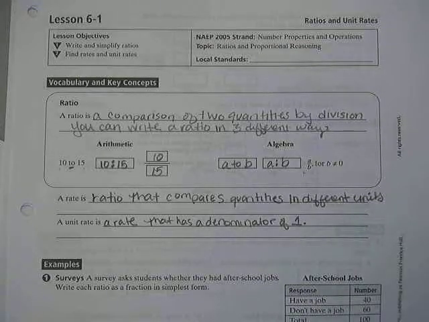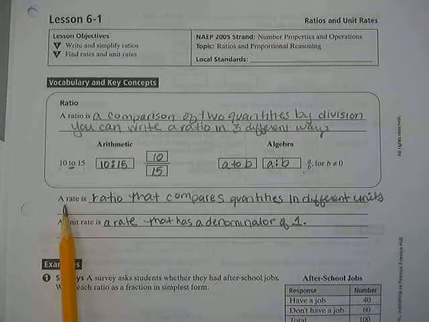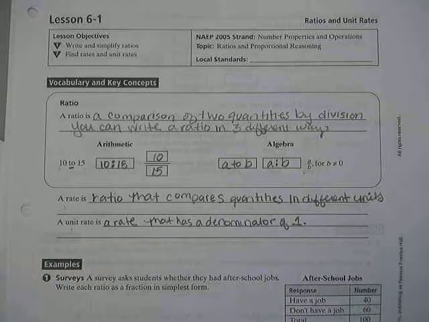For example, rates might include unit costs, gas mileage, speed. Like when you talk of miles per 1 hour, miles per 1 gallon. Does that make sense? Those are unit rates. 2.54 centimeters in 1 inch. That's a rate. 12 inches in 1 foot. That's a rate. When the denominator is 1, that's a specific kind of rate called a unit rate.